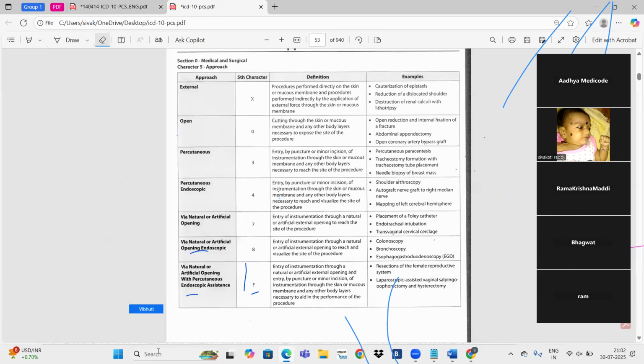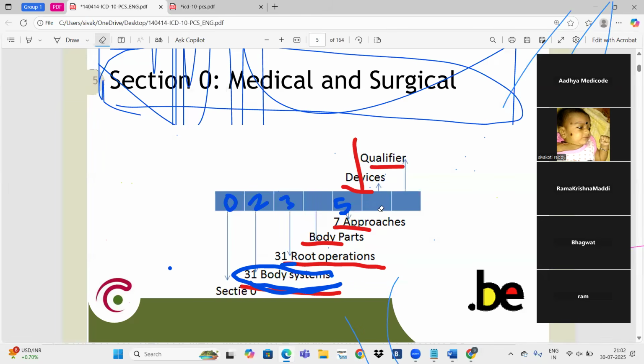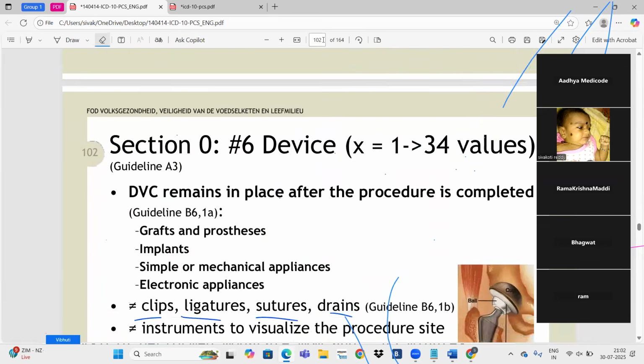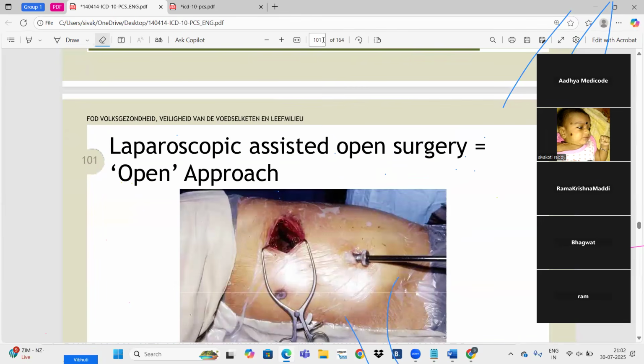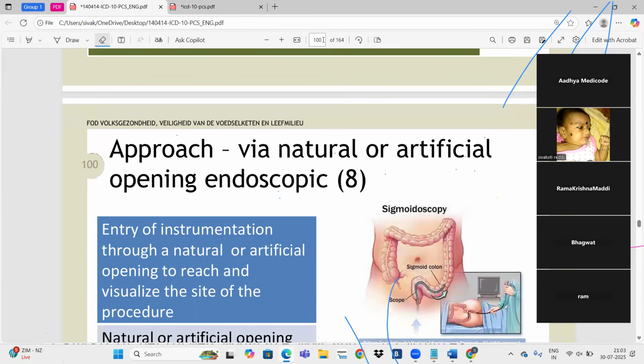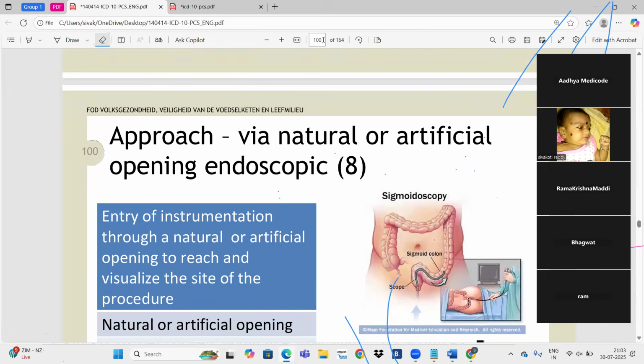Now, the sixth character we can start. What is the sixth character? Devices. So tell me anyone, what is the meaning of device? This is open, okay? They will cut the skin and reach the site. Open. Laparoscopy, colonoscopy, they will insert through the rectum.